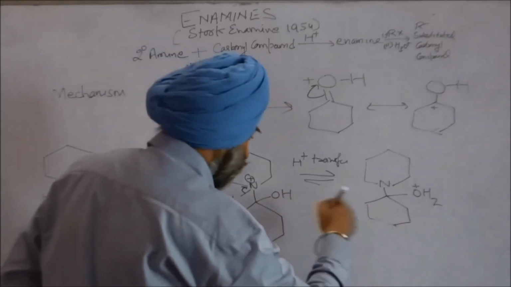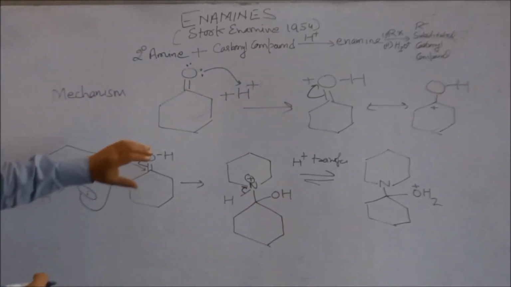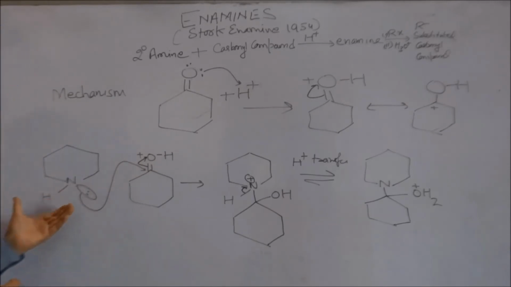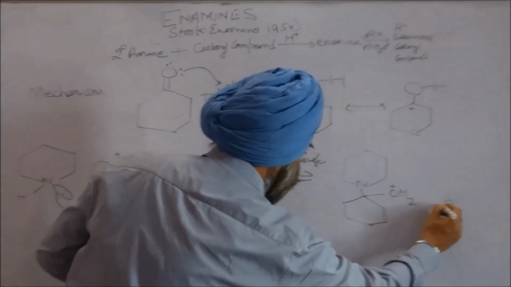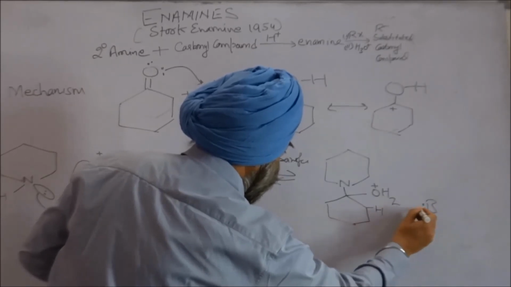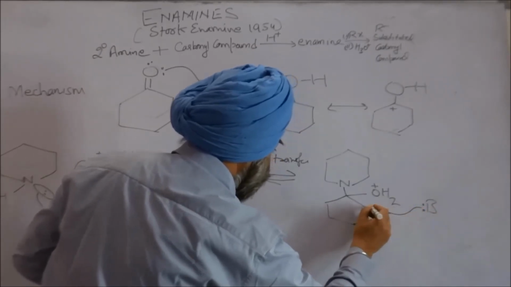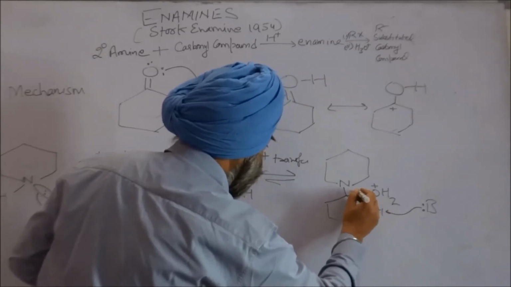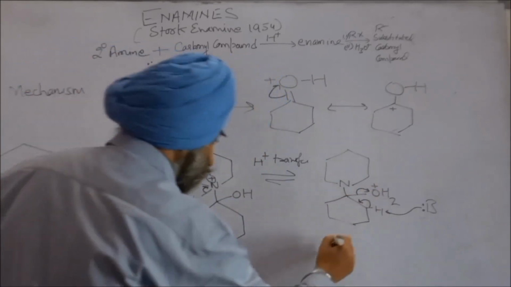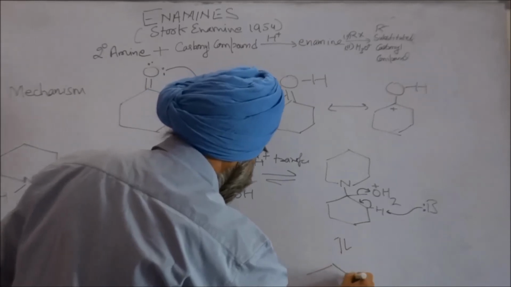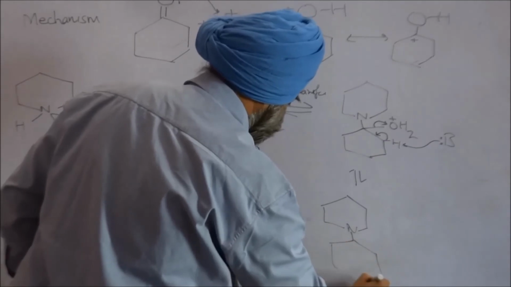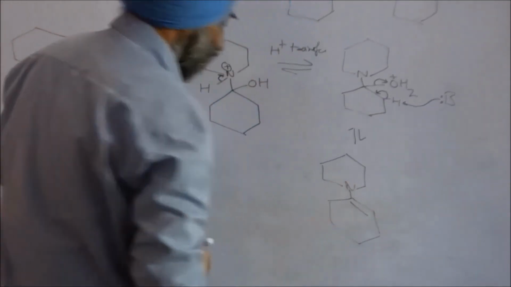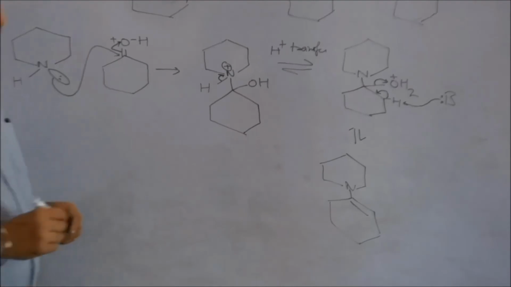Now there is already a base present in the medium. The base can be, for example, this substance itself, that is piperidine, which can itself act as a base. And what will the base do? The base will abstract this hydrogen, leaving its electrons here and expelling the water molecule. So finally we get a substance which is this. This is called an enamine.